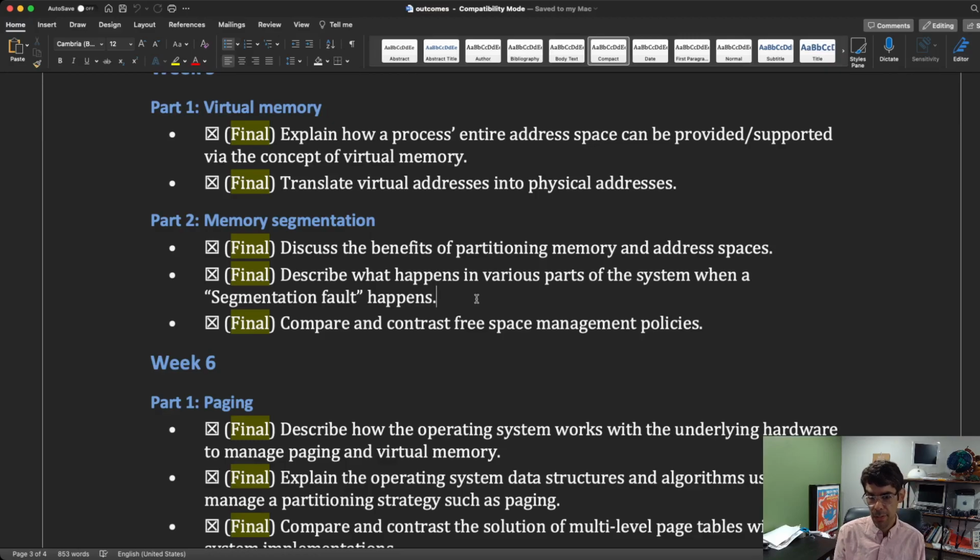And I'm expecting you to tell me about what the hardware is doing for each of these different parts when a segmentation fault happens. So for each of those different parts, I'm expecting you to tell me what they're doing when a segmentation fault happens.